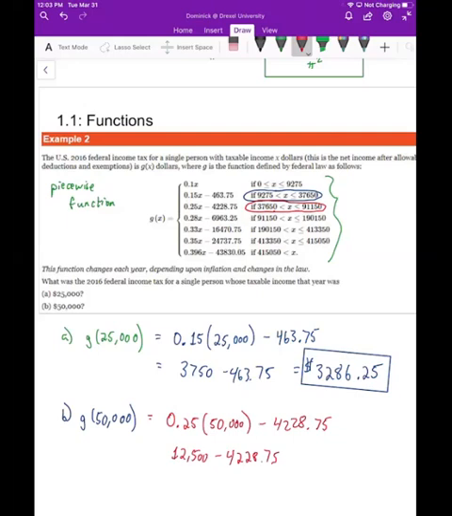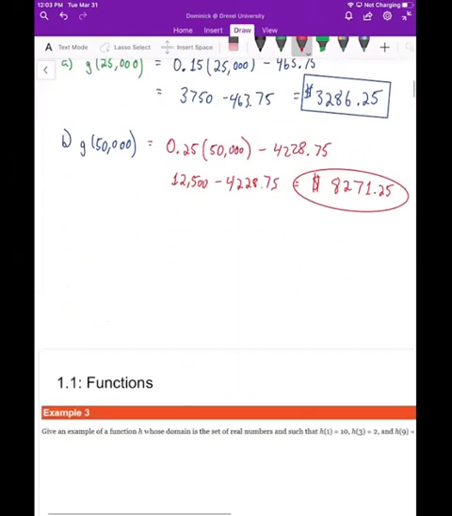And that will give us a taxable income, or I guess the federal income tax of $8271.25. All right, so this is an example of, again, what's called a piecewise defined function, or just a piecewise function. And that essentially means that depending on what your x value is, your function will be defined differently. All right, so that's another example that comes up.